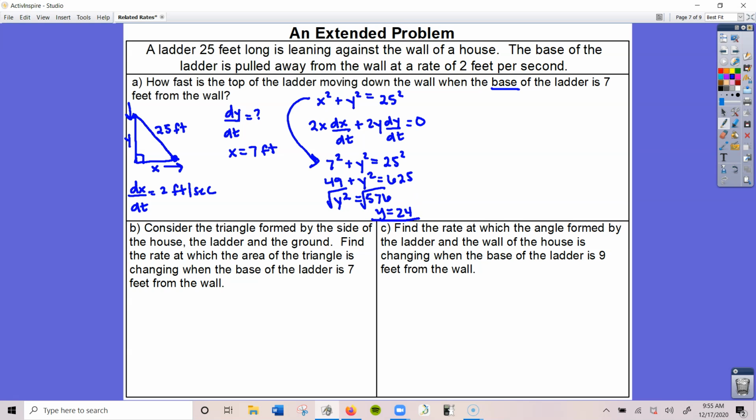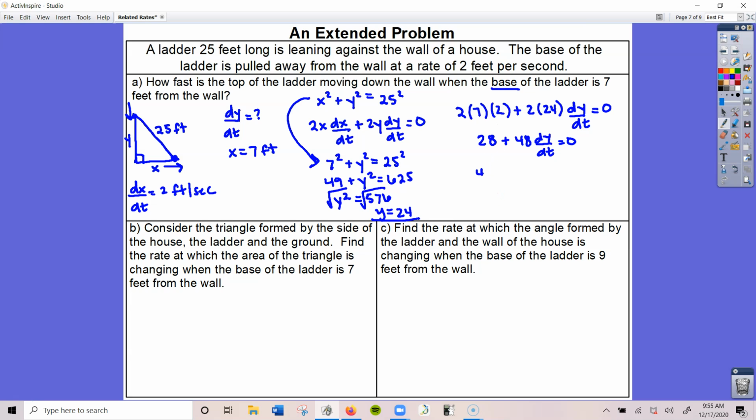Now that we have y, we can plug in the y, the x, the dx dt, and solve for dy dt. So 2x, which is 7, times dx dt, which is 2, plus 2 times y, which is 24, times dy dt is equal to 0. 2 times 7 is 14, times 2 is 28, plus 2 times 24 is 48, dy dt is equal to 0.